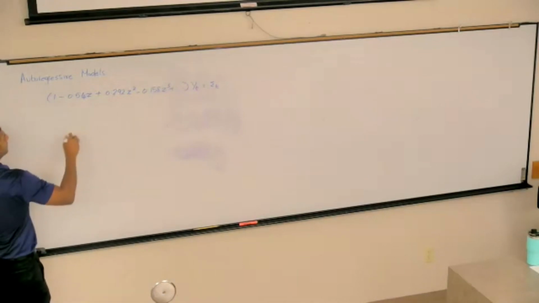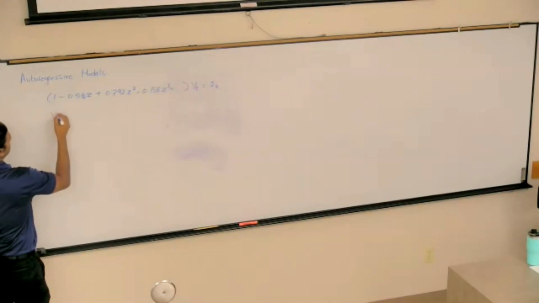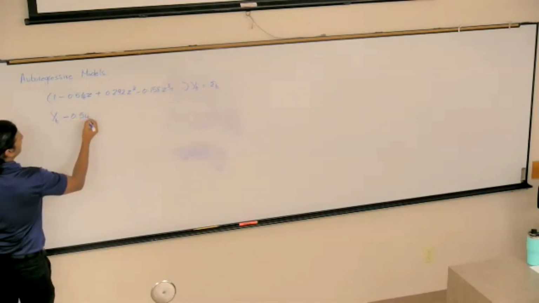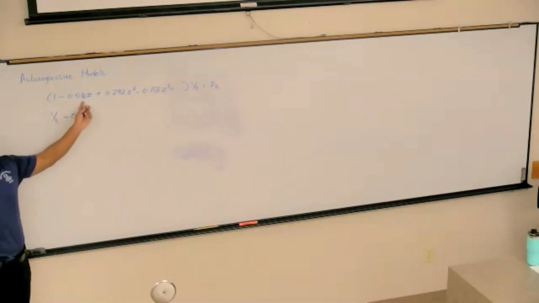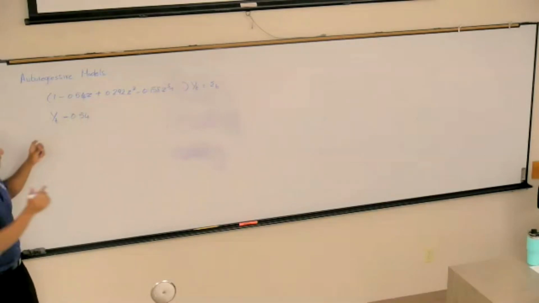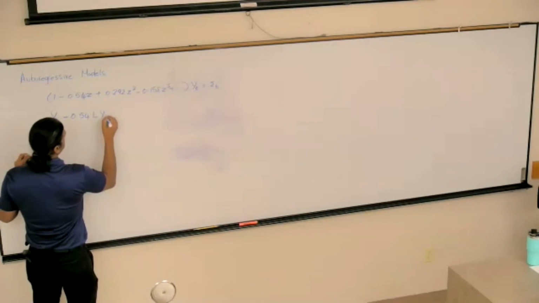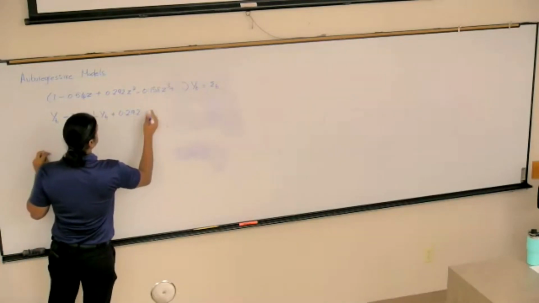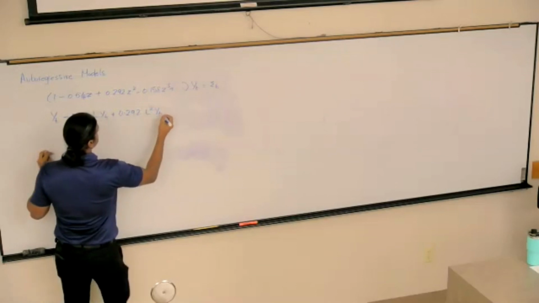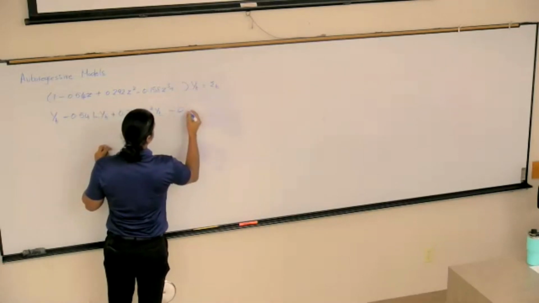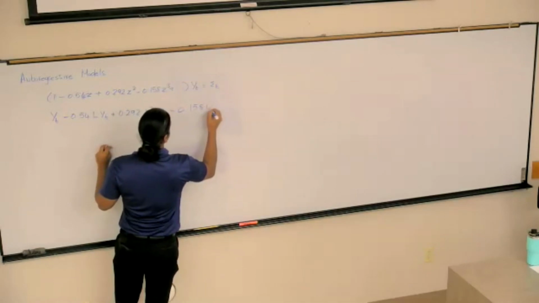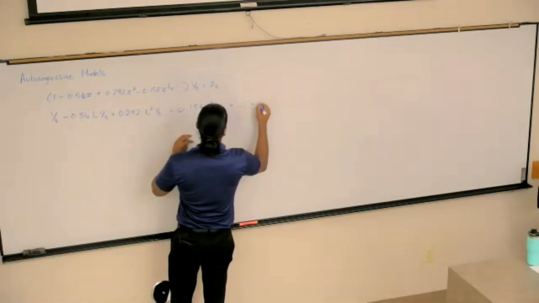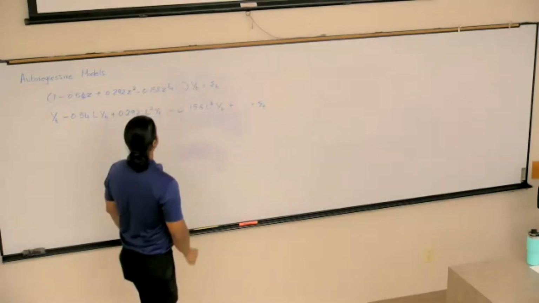What do I mean by that? If you distribute the yt, we'll have yt minus 0.54. I'm going to change z to a lag operator L. So L multiplied by yt, plus 0.292 L squared multiplied by yt, minus 0.158 L cubed multiplied by yt, and so on, equals epsilon t.